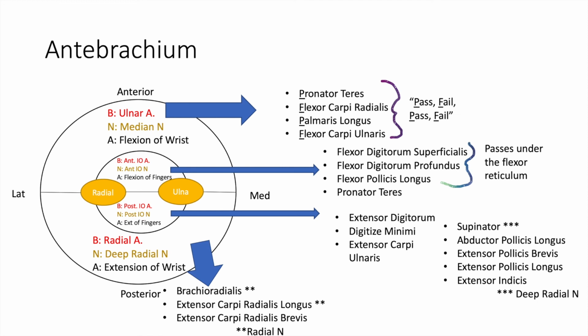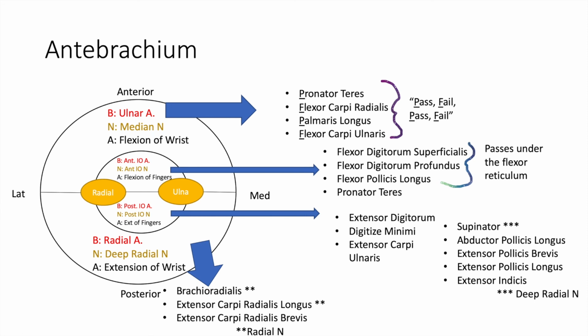So we have pronator teres, pars, flexor carpi radialis, that would be our fel, palmaris longus, that would be pars, and then our last fel, flexor carpi ulnaris, and that's the order that they go in. Now remember, radialis is on the thumb side.